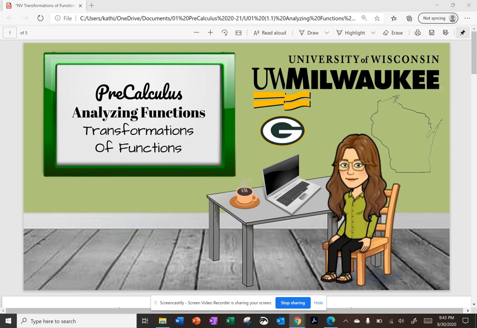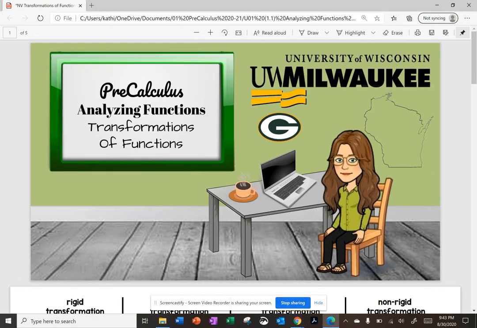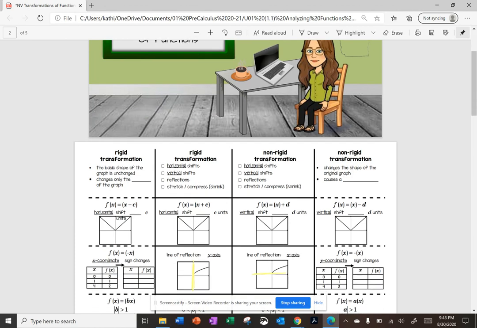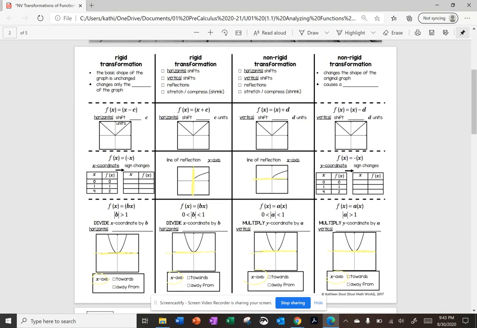Okay, today's lesson is going to be transformation of functions. All of this should be a review from Algebra 2. I have two different ways I'm going to show this. I have a foldable and then I have some notes. So here's my foldable on the inside.